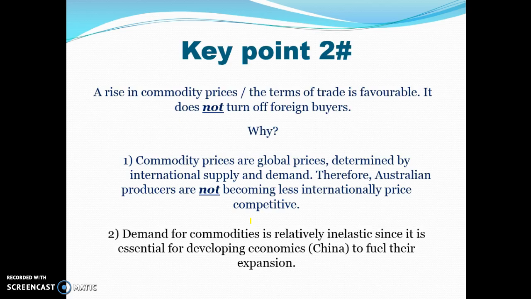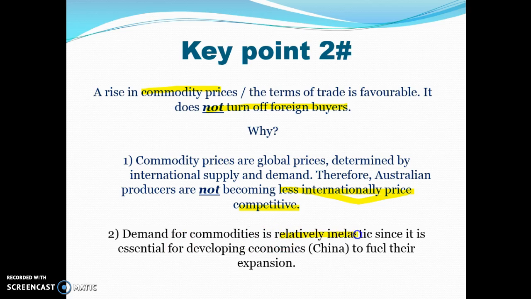And the second thing is, a higher terms of trade is good for Australia because higher commodity prices do not turn off foreign buyers. Commodity prices are on global markets, which basically means when the price of commodities goes up, it goes up all around the world, and therefore there's not a reduction in demand for Australian products. Australians don't become less internationally competitive just because of a higher terms of trade, because the price is going up everywhere, and it's a signal that there's high demand across society.